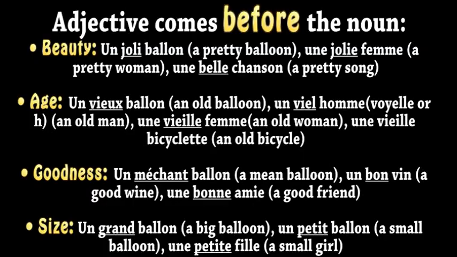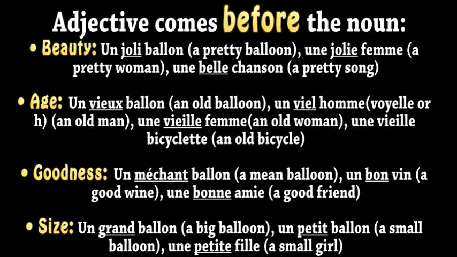So vieux is the masculine of vieille, but you don't say vieux plus a word that starts with a vowel or an H. If it starts with a vowel or an H and it's masculine, you say vieil, V-I-E-I-L, versus V-I-E-I-L-L-E, which is the feminine version. Une vieille bicyclette, an old bicycle. Another example where the adjective comes before the noun.